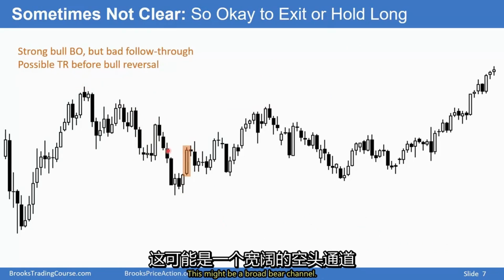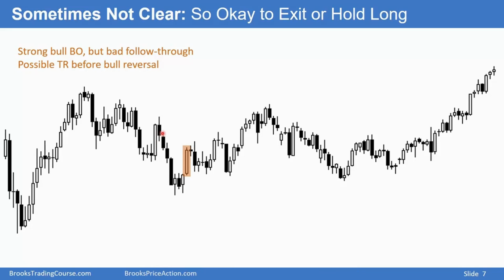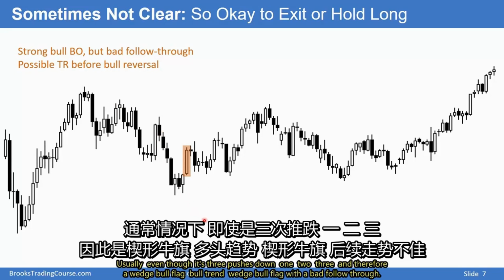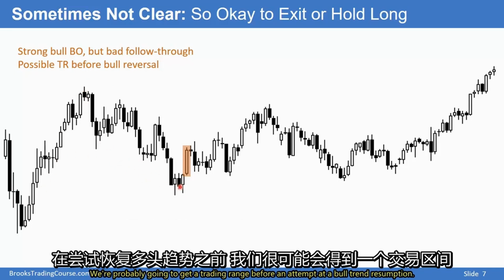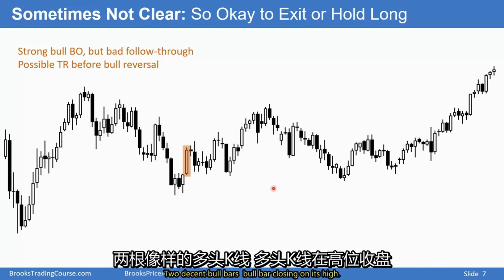Strong bull breakout, but bad follow through. This might be a broad bear channel. Usually, even though it's 3 pushes down, 1, 2, 3, and therefore a wedge bull flag, bull trend, wedge bull flag, with the bad follow-through, we're probably going to get a trading range before an attempt at a bull trend resumption.